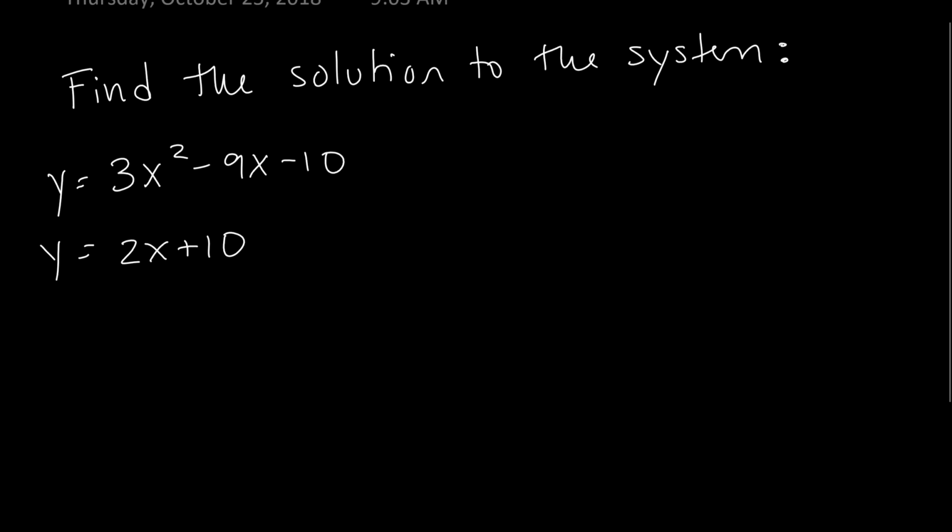All right, we're asked to find the solution to the system. What are we supposed to do first? Right. We use the substitution method to solve here. So both of these are equal to y. Because they're both equal to y and we're literally trying to find where y is the same, we set them equal. So we have 3x squared minus 9x minus 10 is equal to 2x plus 10. Most everyone is getting this right. You know to set them equal. You know that you're supposed to do what now?